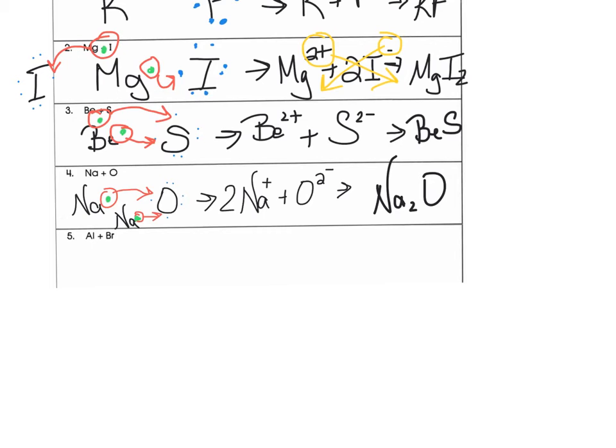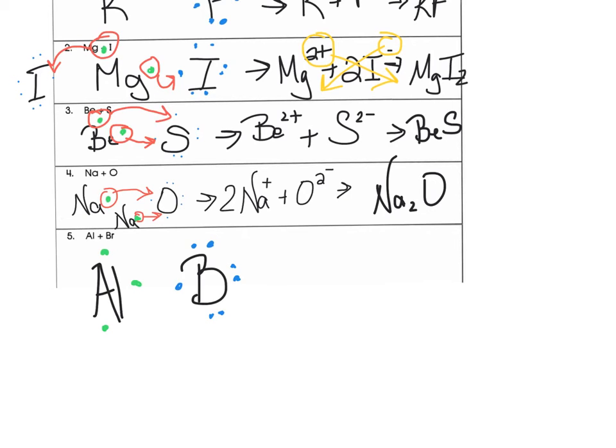Alright, last one we're going to look at, we have aluminum, which has 3 valence electrons. So 1, 2, and you can put it on the bottom or the side, but I'm going to put it down here. And then it's bonding to bromine. Well, bromine, like iodine and fluorine, has got 7 valence electrons. So 1, 2, 3, 4, 5, 6, 7.